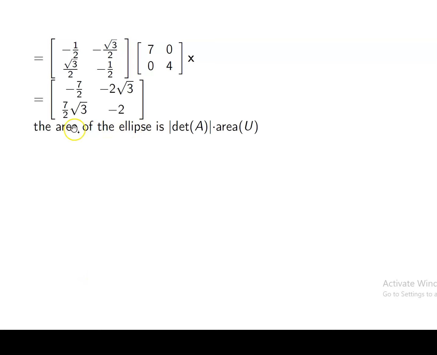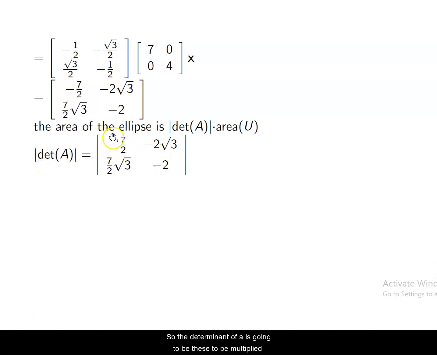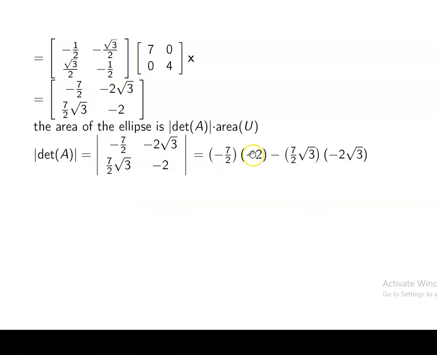So if the area of the ellipse is the absolute value of the determinant of A times the area of U, so the determinant of A is going to be these two being multiplied minus these two being multiplied. So this is going to give me a positive 7 because the 2's are going to cancel. Here the 2's are going to cancel. Root 3 is going to give me a 3. So I'm going to have 7 minus a negative 21, right? 7 times 3. Okay. So these cancel. These two root 3's cancel the root. This 2 and this 2 cancels. So I end up with 7 plus 21, which is 28.